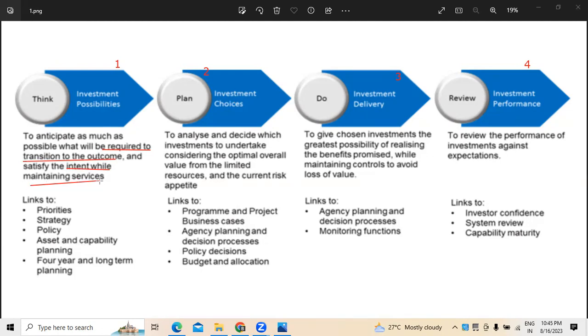Whenever we are talking about investment possibilities, it can be at an organization level or an individual level, either of them. So being a business analyst, we are trying to understand what the different possibilities are in reference to the investments which they want to make for their future benefits, right?